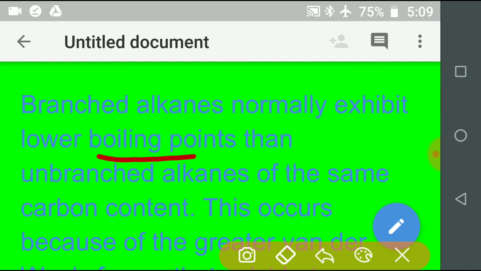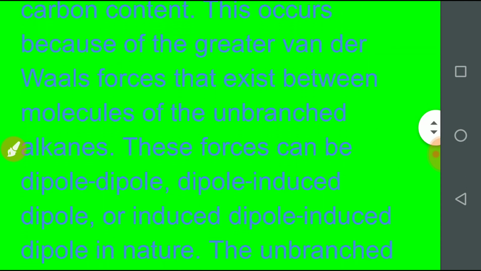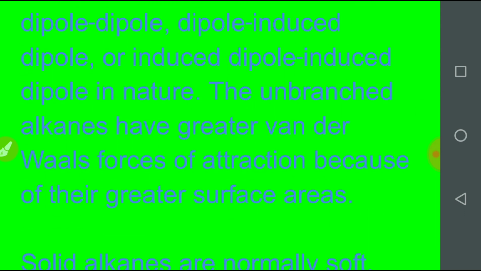Now, branched alkanes normally exhibit a lower boiling point than unbranched alkanes of the same carbon content. This occurs because of the van der Waals force that exists between molecules of the unbranched alkanes. These forces can be dipole-dipole, dipole-induced dipole, or induced dipole in nature. The unbranched alkanes have greater van der Waals forces of attraction because of their greater surface areas.